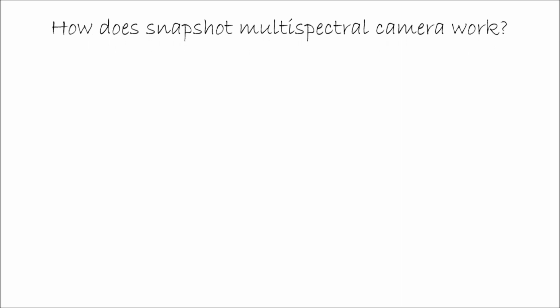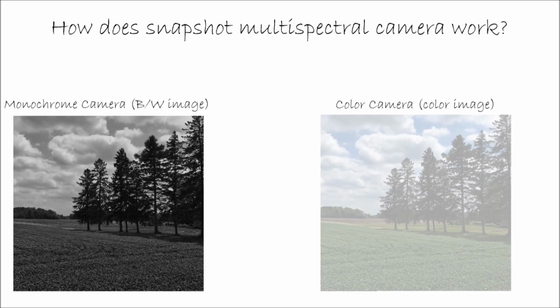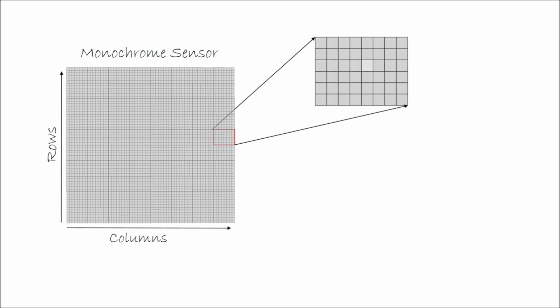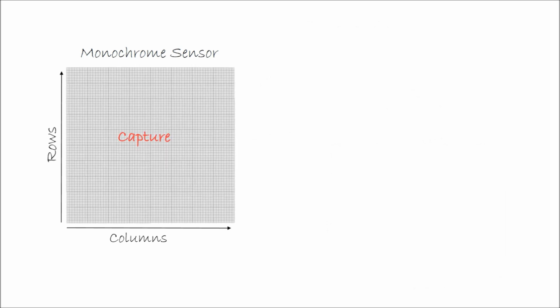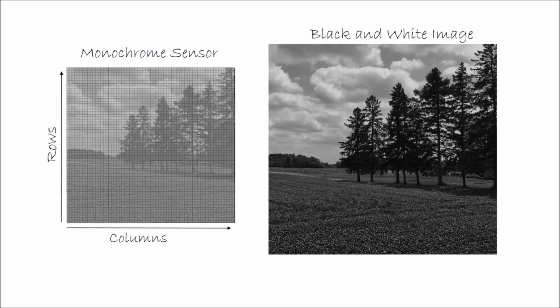In order to understand multispectral camera technology, it is useful to consider first how monochrome and color cameras work. A monochrome camera contains an image sensor, which is comprised of a two-dimensional array of light-sensitive pixels. These pixels are sensitive to incoming light across a broad spectral range. For example, in a monochrome CMOS image sensor, each pixel is sensitive to light from 400 nanometers to 1000 nanometers, covering visible and NIR ranges. A monochrome image sensor captures light at all wavelengths and hence cannot discriminate between different colors or wavelengths of light. The images are black and white.